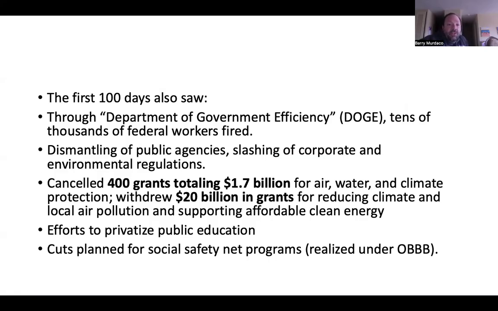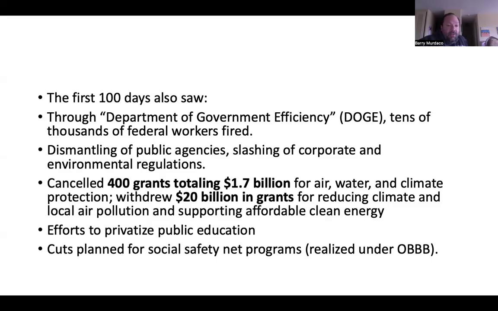The first 100 days also saw, through the Department of Government Efficiency, DOGE, tens of thousands of federal workers fired, dismantling of public agencies, slashing of corporate environmental regulations, 400 grants totaling $1.7 billion canceled for air, water, and climate protection, and $20 billion in grants withdrawn for reducing climate and local air pollution and supporting affordable clean energy.